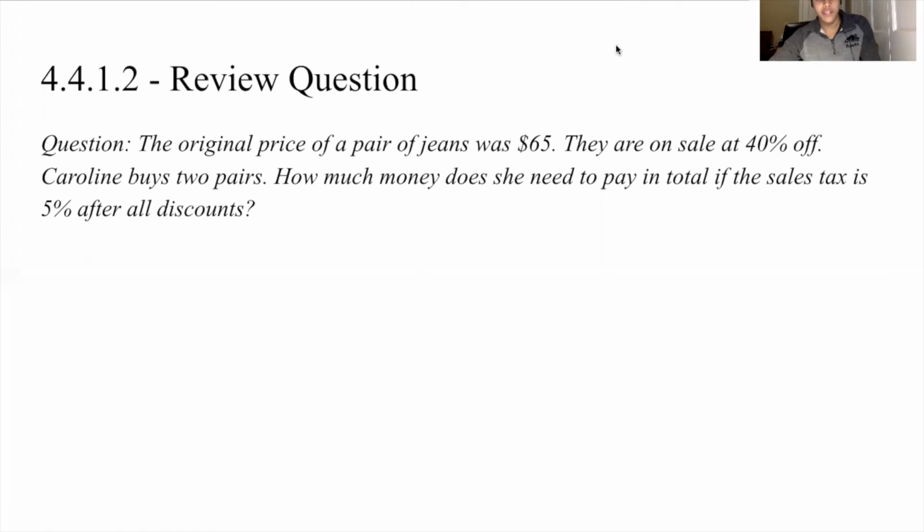All right, so the correct answer to this question was 81.90. So the question says the original price of a pair of jeans was $65. They are on sale at 40% off. Caroline buys 2 pairs. How much money does she need to pay in total if the sales tax is 5% after all discounts? So our first move with this problem should be to come up with an equation that represents this word problem.